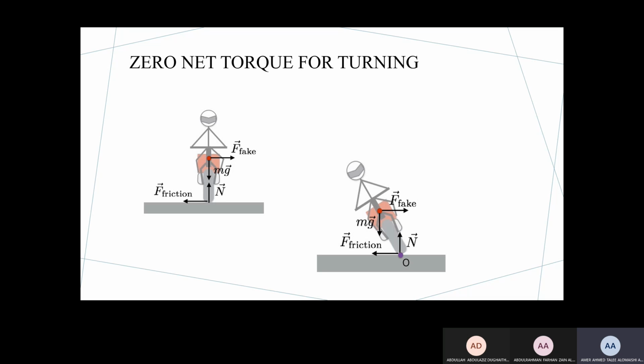But if the driver leans toward the turn, as you can see, the weight will shift to the left. So now the weight and the normal force can produce a torque that is opposite to the previous torque. So he can manage to make them equal and balance the bike.